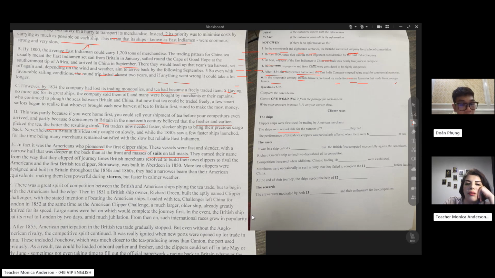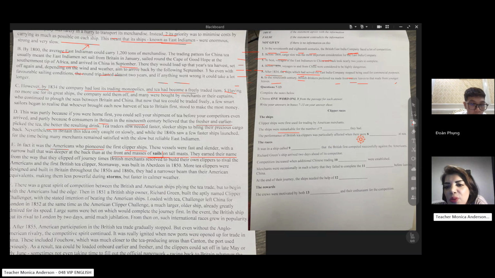And masses on tall masts. Of course, a tall pole. Actually, on a boat or ship we have something like a pole to support its sails. Let's see if it makes sense. At the front and masses of sails on tall masts, so a large number. They earn their name from the way that they clip off journey time. British merchants resolved to build their own clippers to rival the American ones, and the first British tea clipper. So we could find the number of sails on tall masts, you know, many, a large number.